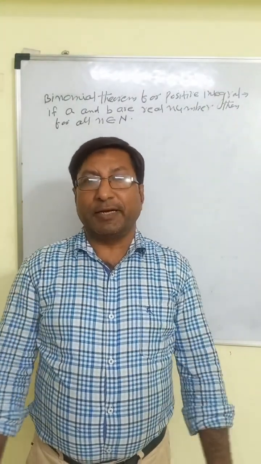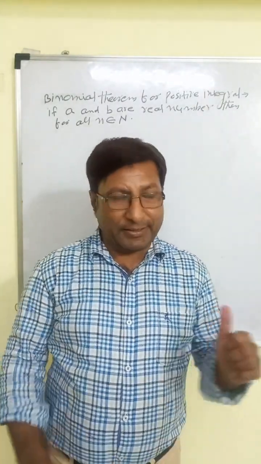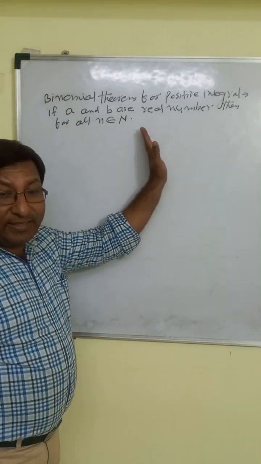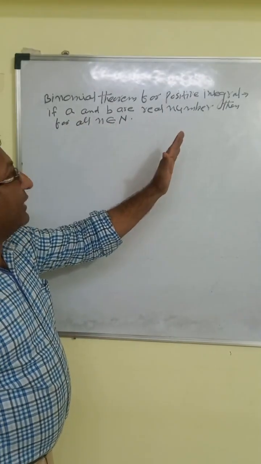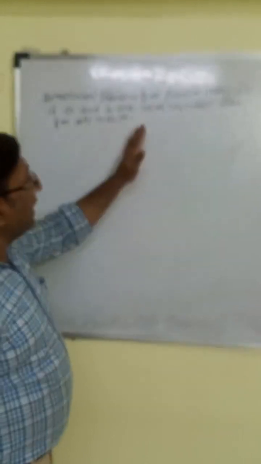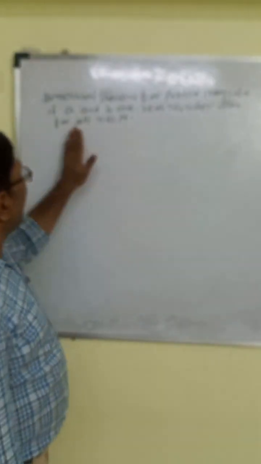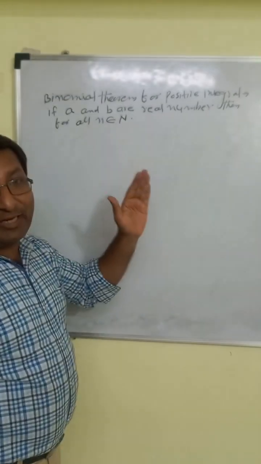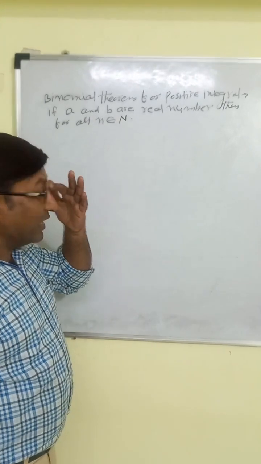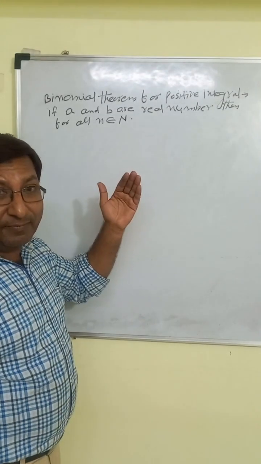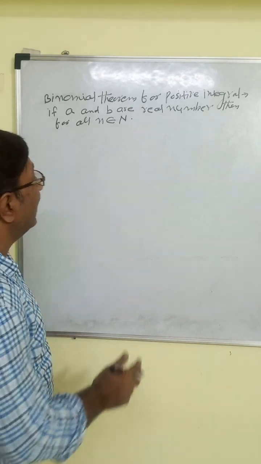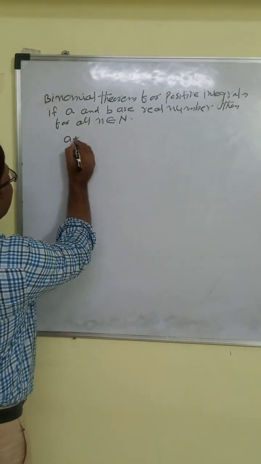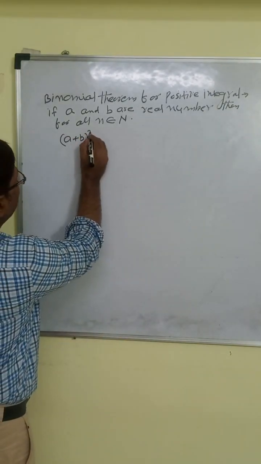Most important concept of binomial theorem. Let us see. So binomial theorem for positive integral: if a and b are real numbers, then for all n that is an element of natural numbers. That means a and b are any real numbers and n is any natural number. Then we can write (a + b)^n.